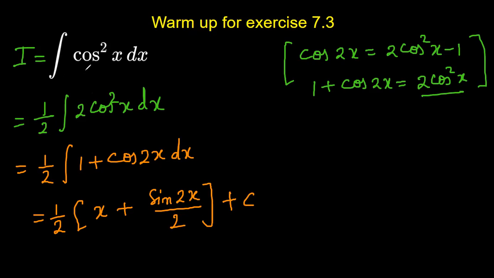So integration of cos square x is equal to half. We can open the bracket and write it clearly. If you open the bracket, that would be half x plus 1/4 of sine 2x, and plus c. So that would be the integration of cos square x.